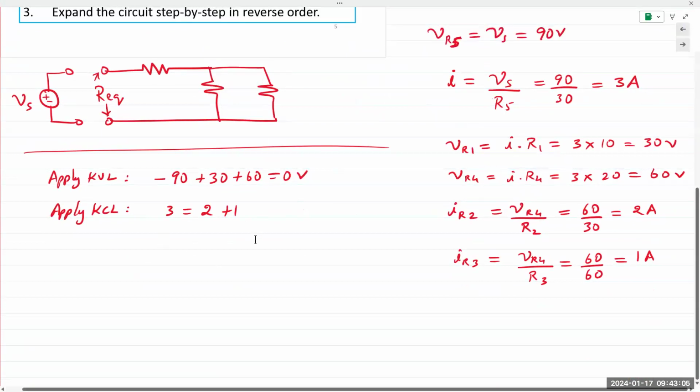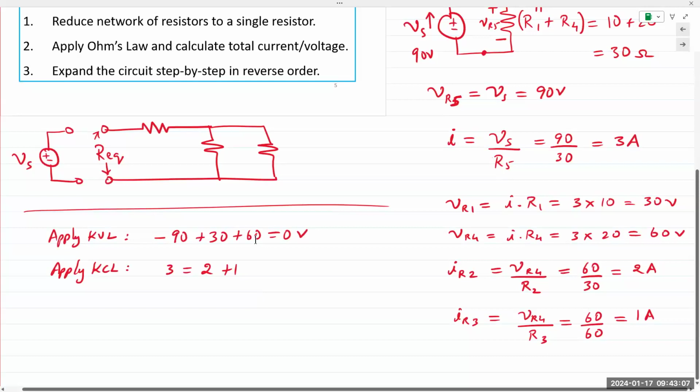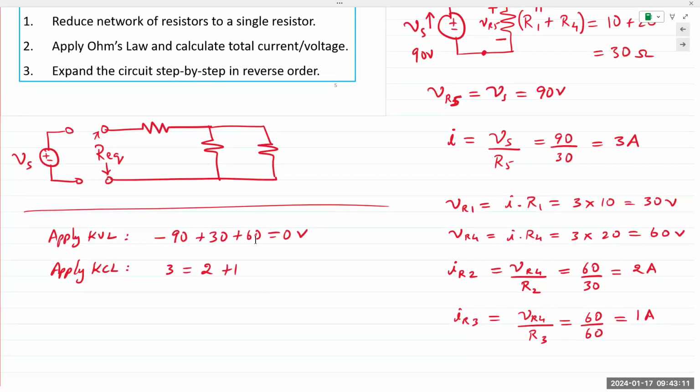All right, does it make sense? This is, of course, a simple circuit, simple example. So there's only 2 steps. We combine resistors in parallel and we solve it that way. Let's take a 10-second pause, think over it. Let me know if you have any questions.